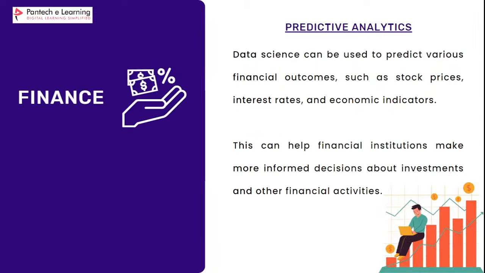And then talking about predictive analytics in finance and so on, data science can be used to predict various financial outcomes such as stock price, interest rate, economic indicators and so on. This can help financial institutions make more informed decisions about investment and other financial activities, right? Data science, and particularly machine learning, is used here. In machine learning we have something known as time series forecasting, where we have some specialized algorithms you can use to make predictions. And data science is also one of the applications in predictive analytics like stock price and so on.